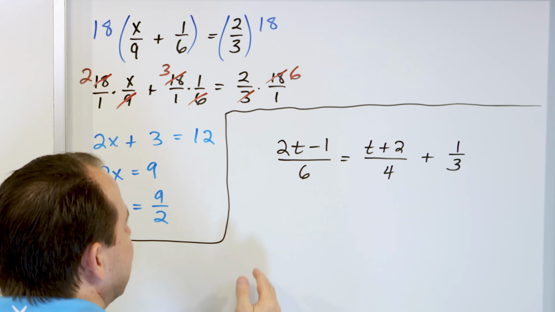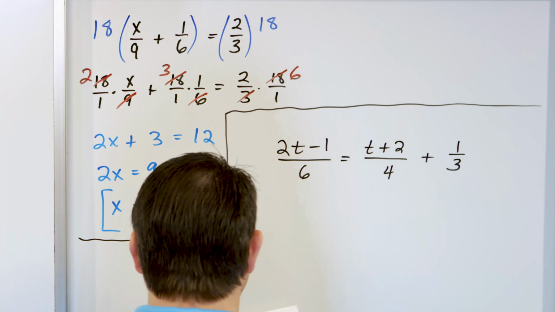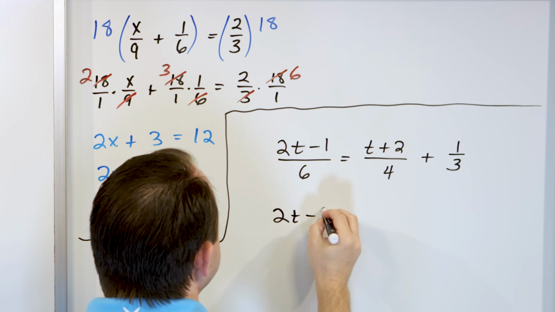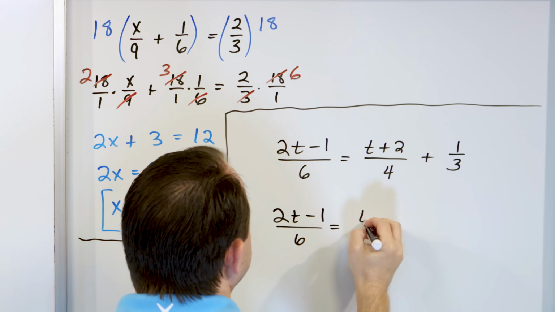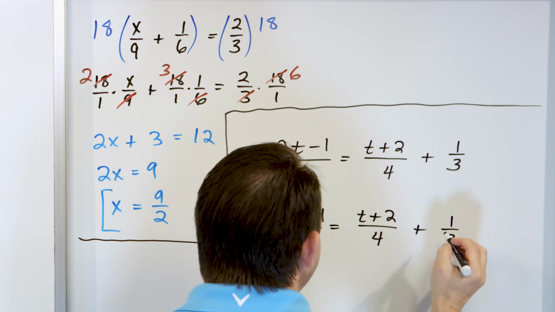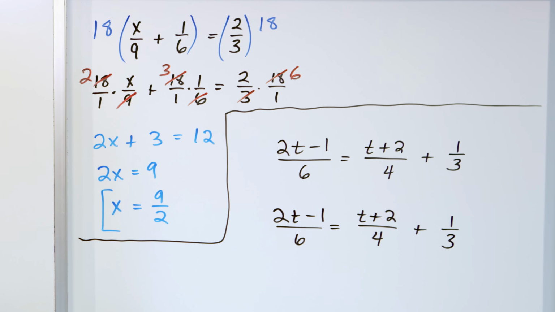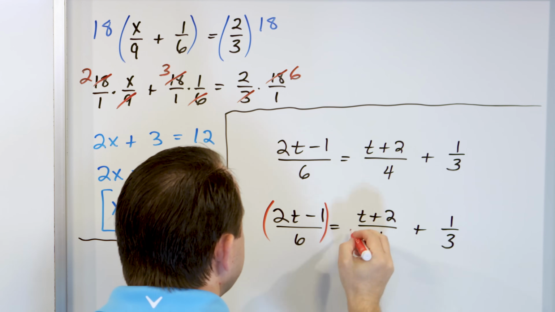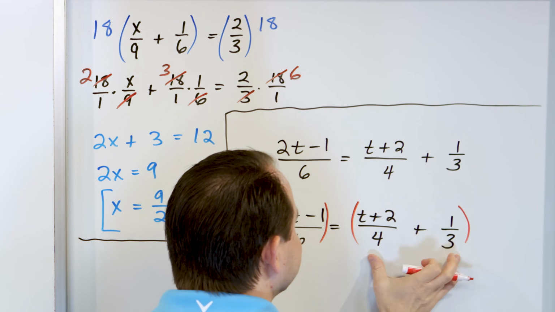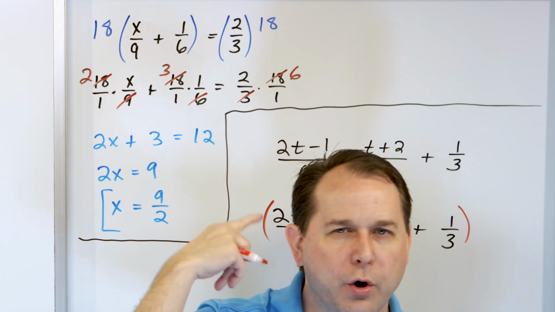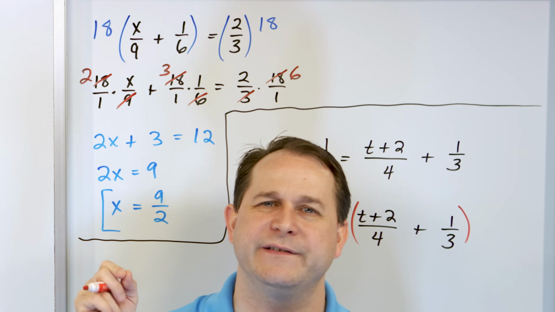But instead of doing that, let's multiply left and right by something that makes it easy. So instead of marking this up, I'm going to say (2t minus 1) over 6 is equal to (t plus 2) over 4 plus 1/3. And now what we're going to do is decide what we are going to multiply by. We need to multiply the left by something and multiply the entire right-hand side by something. We have 6, we have 4, we have 3. Roll those numbers around your head. 6, 4, 3.